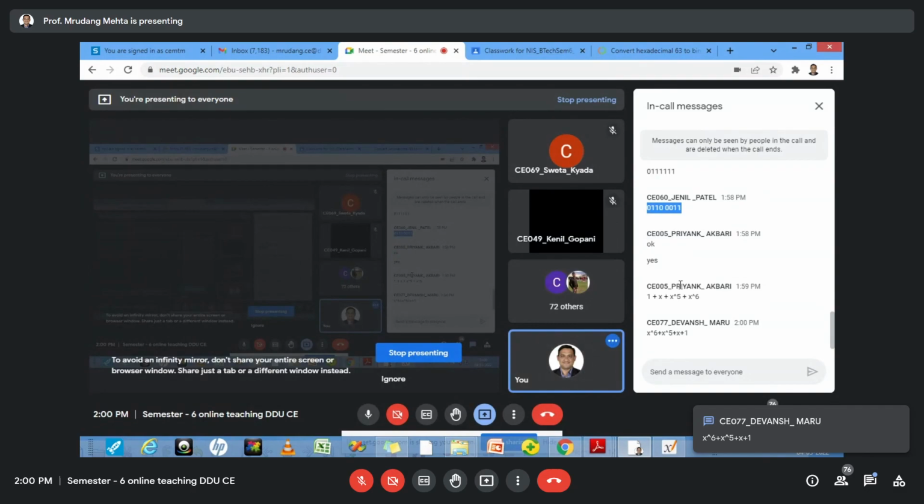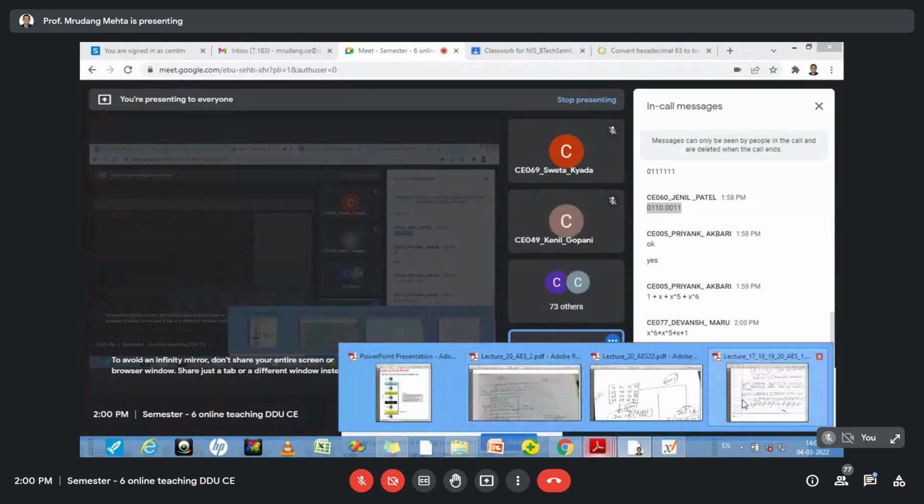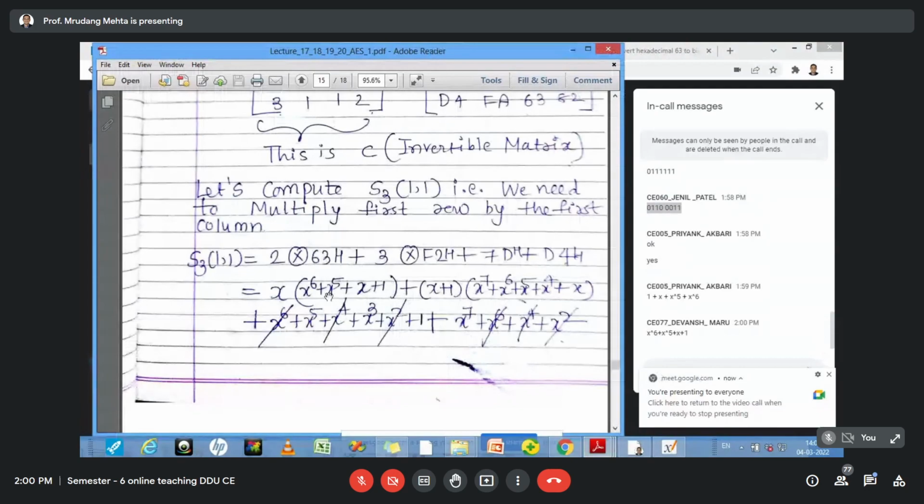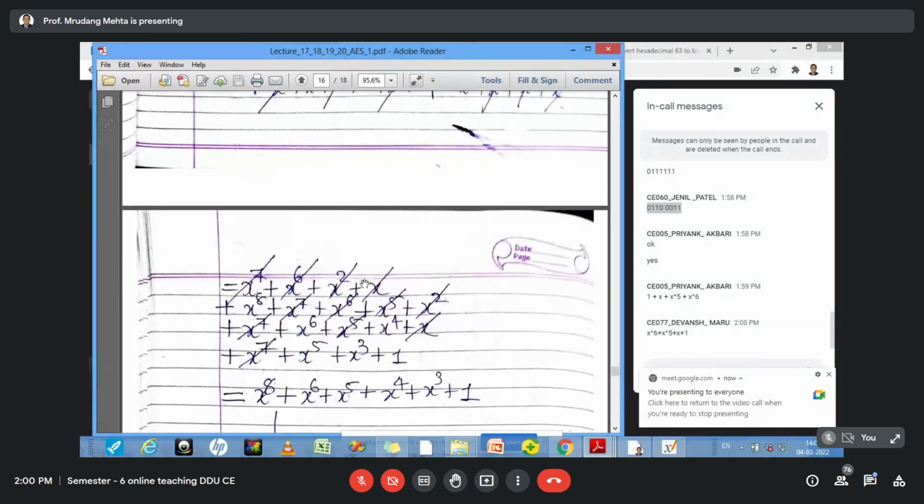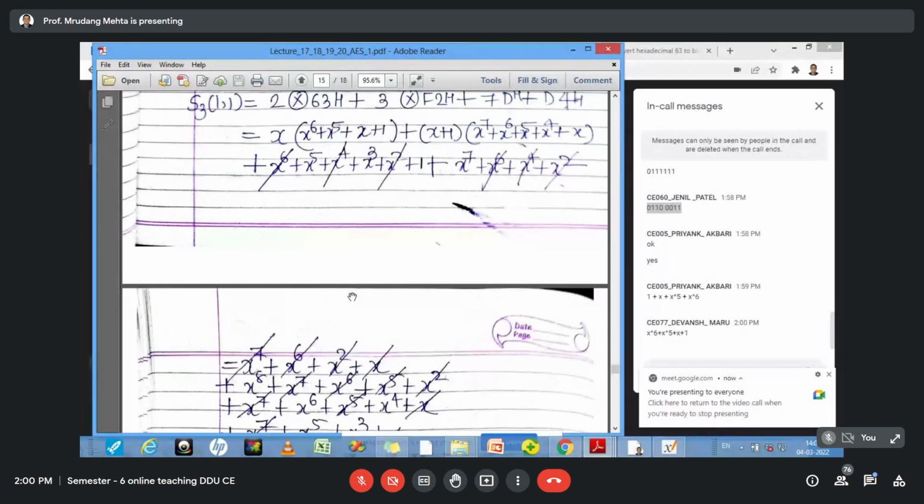Plus x raised to 2, x raised to 3, x raised to 4, which are 0. So 0 multiplied by anything is 0, so those three terms are cancelled. X raised to 5 and x raised to 6 are 1. So x raised to 6 plus x raised to 5 plus x plus 1. Then multiplying it with x gives us x raised to 7, x raised to 6, x square plus x.